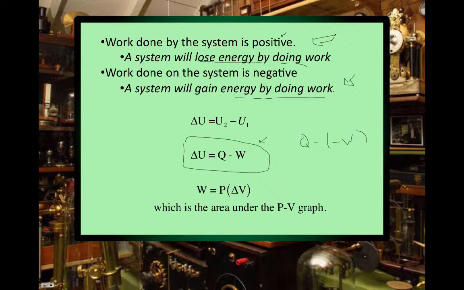So it's easy to remember that if you're doing work, you're going to lose energy. Therefore, this work has to be positive, so you've lost energy per this equation. If work is being done on you, you're gaining energy, and so this work has to be negative so you can gain energy. That's one important thing.